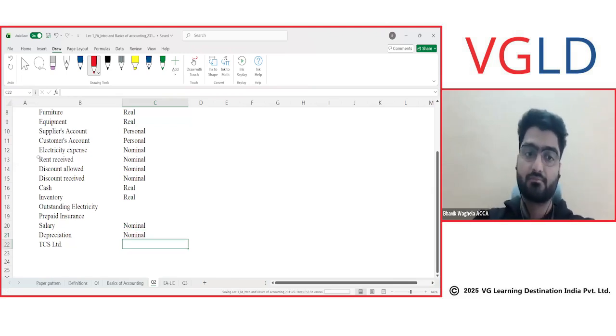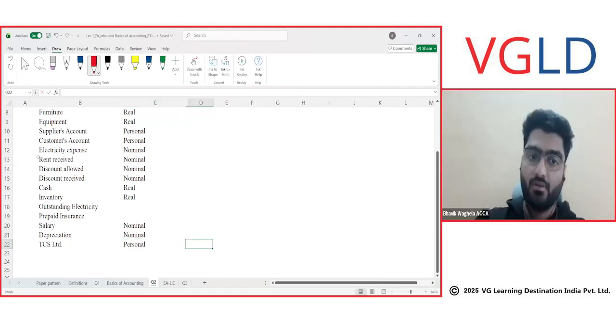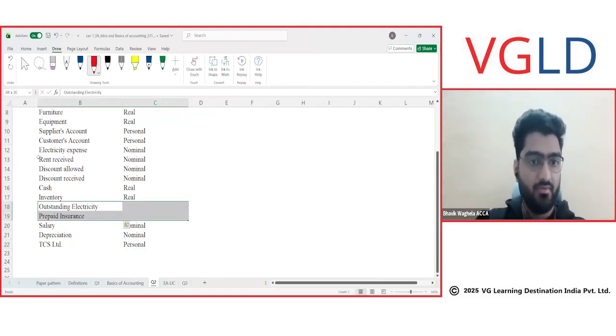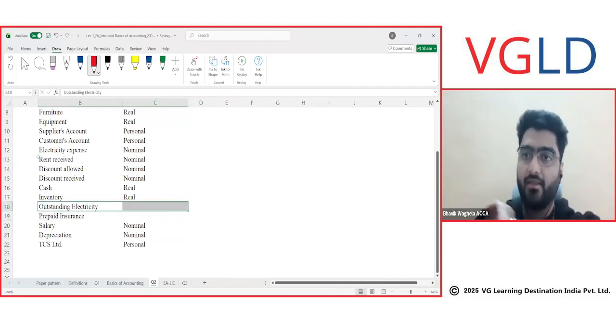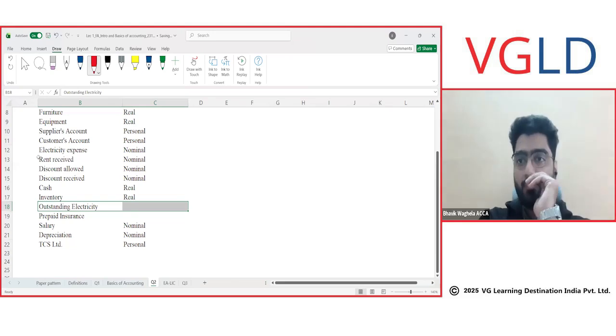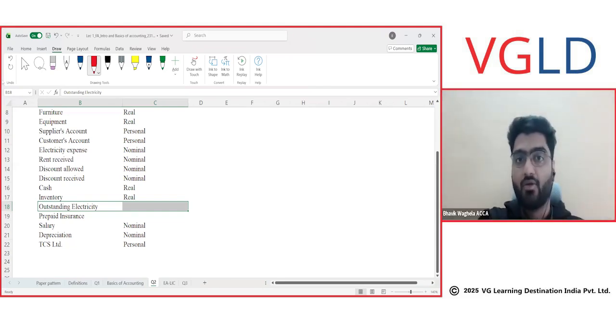TCS Limited. Personal account. Now, why did I keep this aside? There must be a reason behind this. Tell me, outstanding electricity, how should I classify it? Personal, real, or nominal? Nominal. How many of you say nominal? Just raise your hand. You have an option to raise your hand in the Zoom meeting. Don't raise your hand like this. Yes.